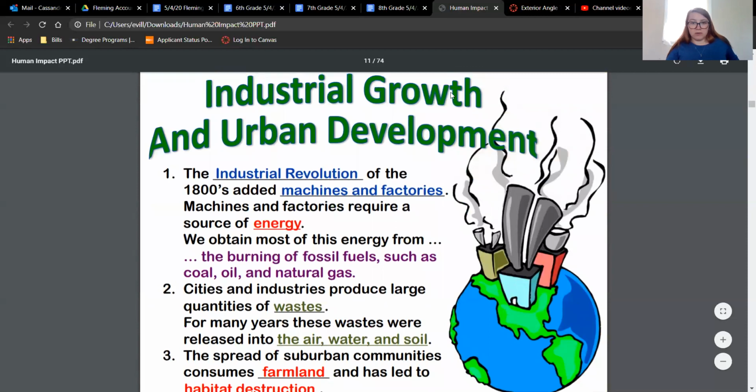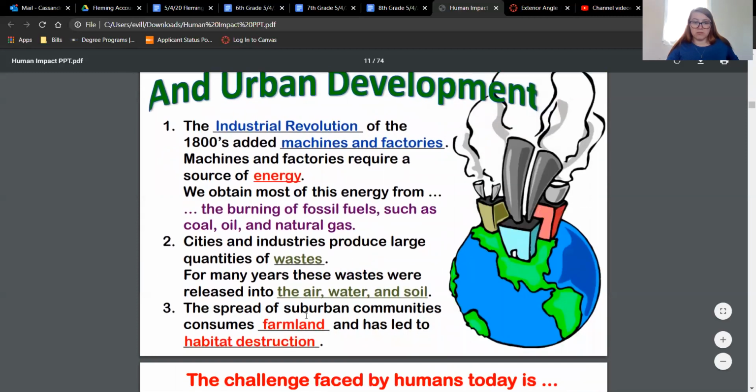Industrial growth and urban development. The Industrial Revolution of the 1800s added machines and factories. Machines and factories require a source of energy. We obtain most of this energy from the burning of fossil fuels such as coal and oil and natural gas. Cities and industries produce large quantities of wastes. For many years, these wastes were released into the air, water, and soil. The spread of suburban communities consumes farmland and has led to habitat destruction.